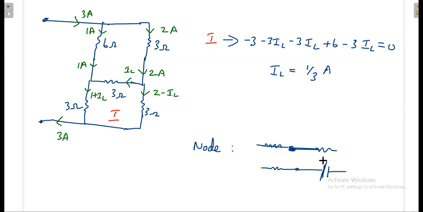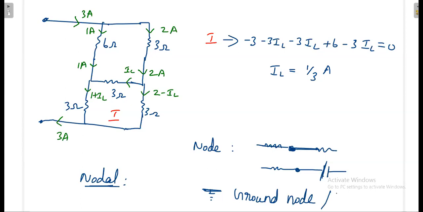Any two elements connecting to a common point is called a node. Whenever you solve the problem, you should always take the ground node, otherwise your problem will become wrong. In other methods you need not take the ground node, but in the nodal method you should always take the reference node, the ground node.